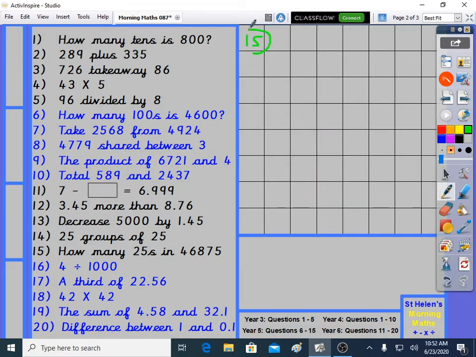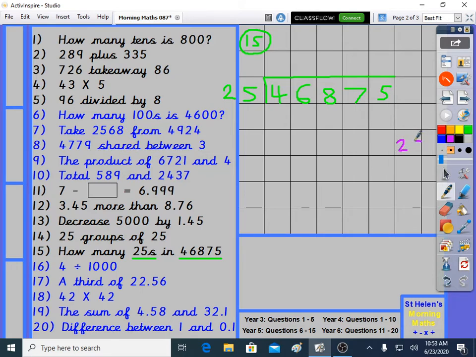How many 25s in 46,875? Right. That is division. How many smaller numbers in a bigger number is division. How many somethings in a something is division. So 25 out here. I'm quickly going to do my 25 times table.